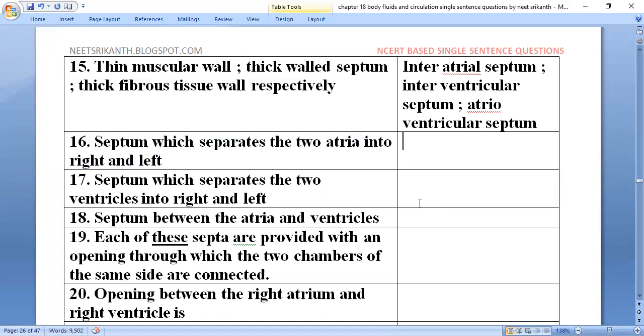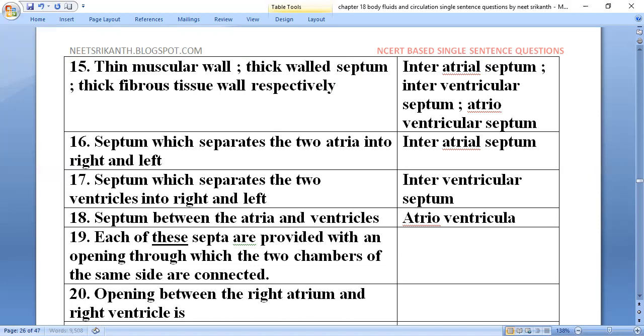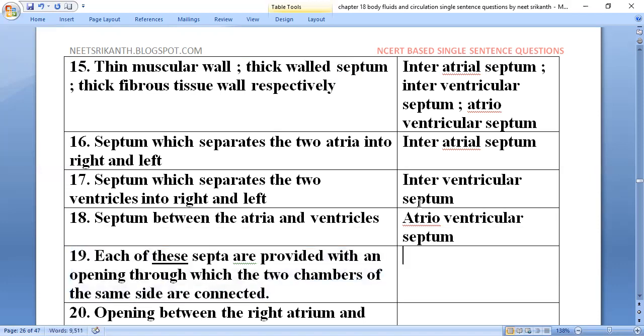Septum which separates the two atria into right and left: interatrial septum. Septum which separates the ventricles into right and left: interventricular septum. Septum between the atria and ventricles: atrioventricular septum.